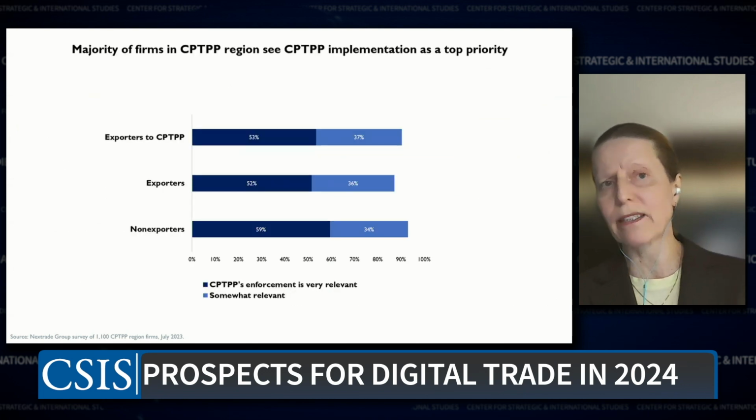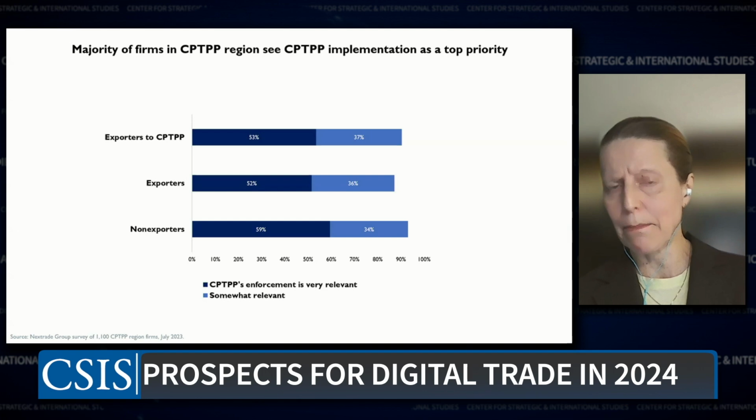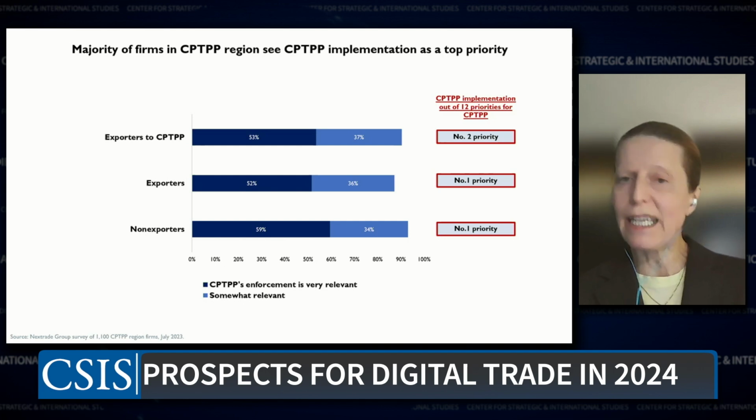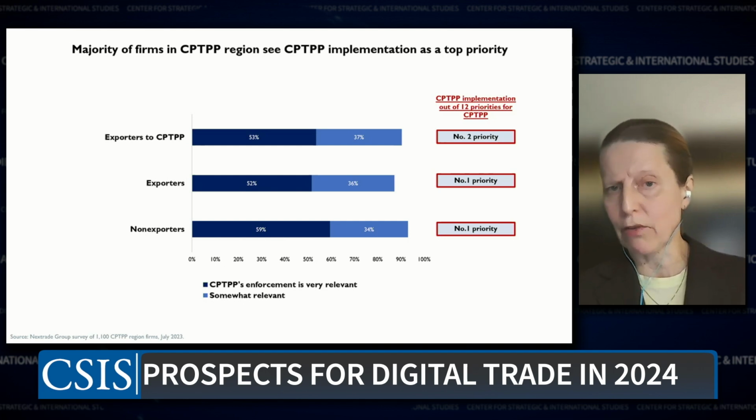In fact, when we asked companies about 12 different priorities that they would have for the CPTPP, they overwhelmingly mentioned that the implementation of the CPTPP rules is a top priority. 80%, 90% of companies find enforcement and implementation very relevant. And perhaps this also tells us something about the need for many economies to implement this agreement even better.